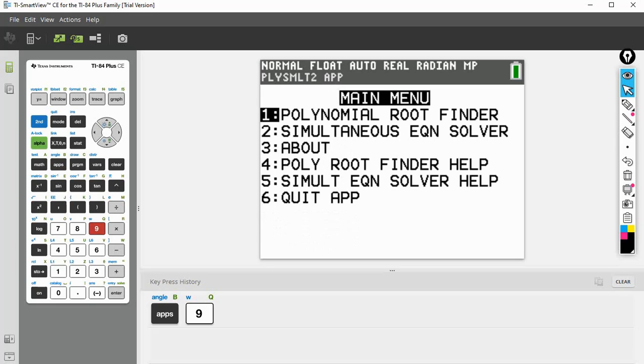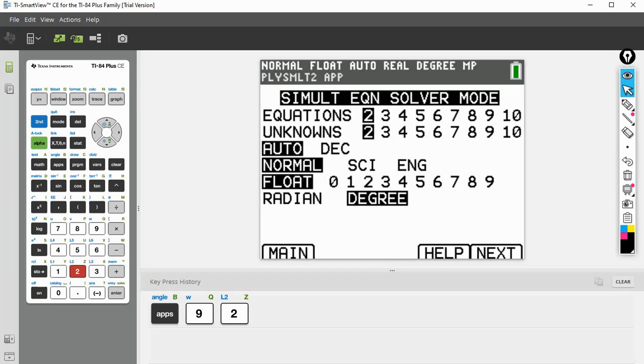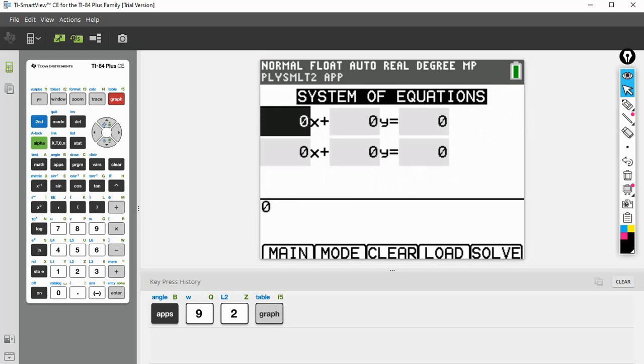Number 1 is a polynomial root finder, which we will find very useful in the future. But now we're going to focus on number 2, which is the simultaneous equation solver. So click on number 2, and then it says how many equations? It's 2 equations. How many unknowns? We have 2 unknowns, which are s and w. And we will now have to click on the graph button, which is under the next. So this is the screen. That means that the next symbol would be right above the graph button. So hit on that, and it gives us this.